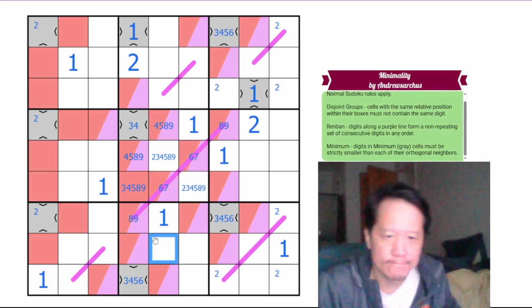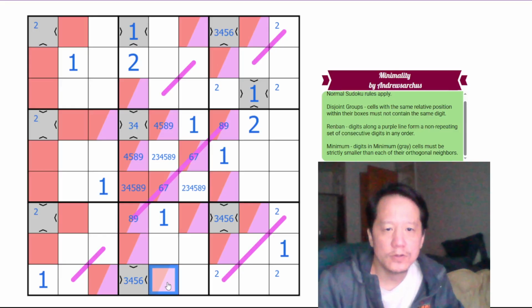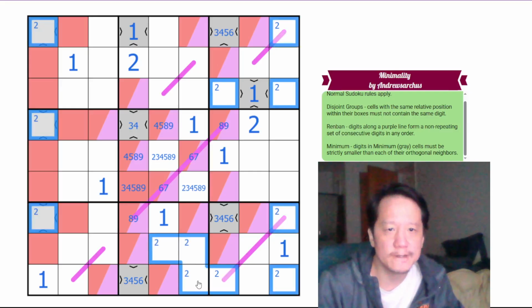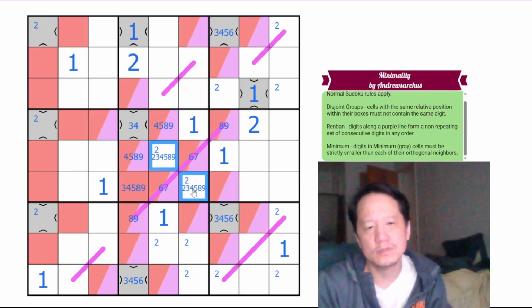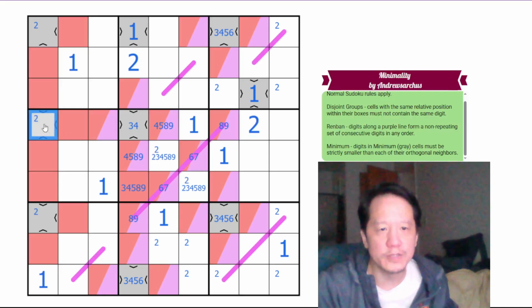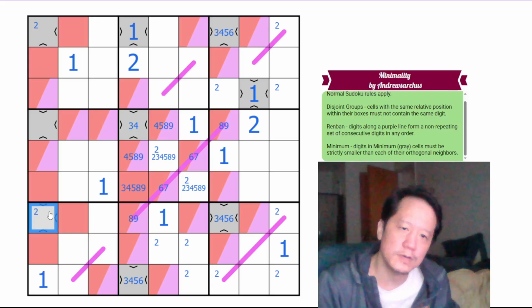Okay. Two in box 8 has to be one of these 3. Okay. We have 2 here. 2 in box 5 has to be one of these 2. That's interesting. This 2 eliminates 2 here, which means these are pink also. Interesting. So 2 is either here or 2 is there. 2 in box 4 has to be one of these 3.